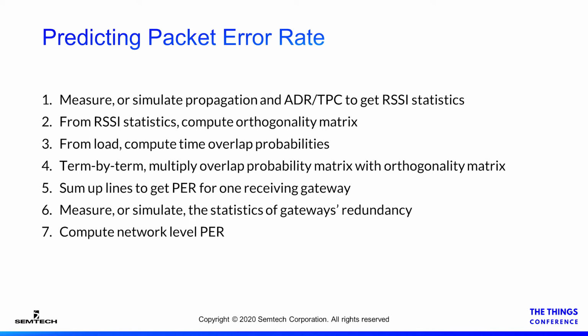Then from these two tables, you will multiply each box of the table to get the one gateway packet error rate. And last, from the redundancy, the average redundancy of the network, you will compute the network level packet error rate, which is also going to give you the maximum acceptable load for a given packet error. Therefore, it will give you the capacity.